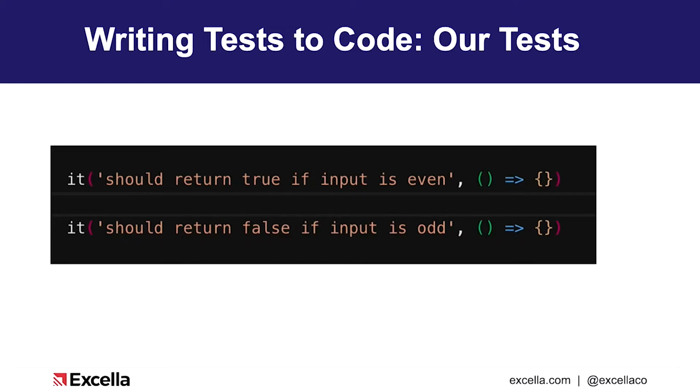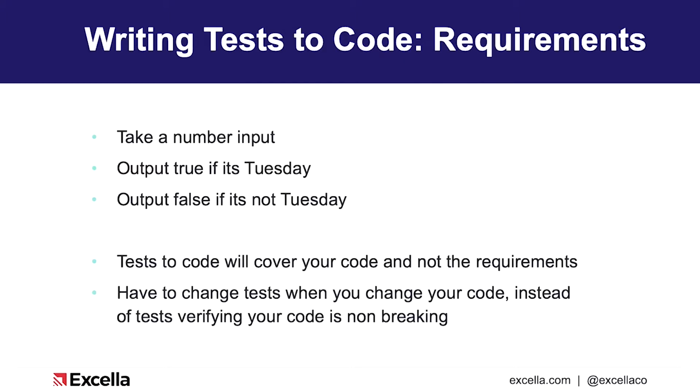There's going to be one that says it should return true if the input is even. Maybe that's a 4 in, expect a true out. And if the input is odd, then return false. Maybe an input of 3 and expect a return of false. So now let's look at what our requirements actually were for this code. Our requirements were to take any number input and output true if it's Tuesday and output false if it's not Tuesday. So not only does our code not do what it was supposed to do, but now we have tests verifying our bad code.